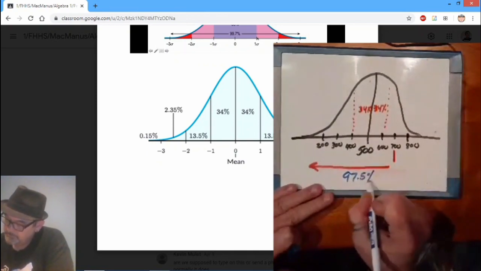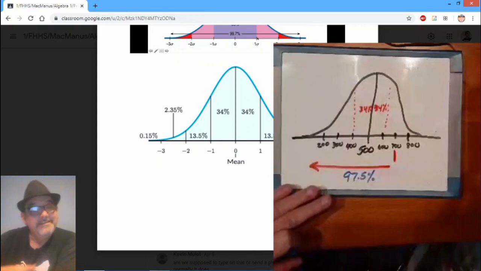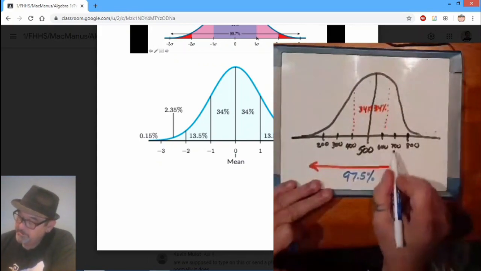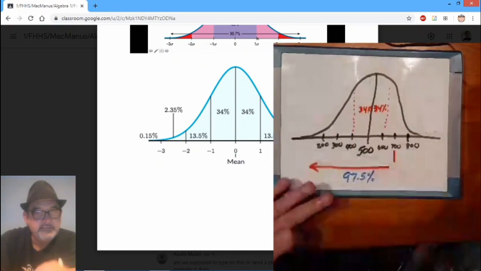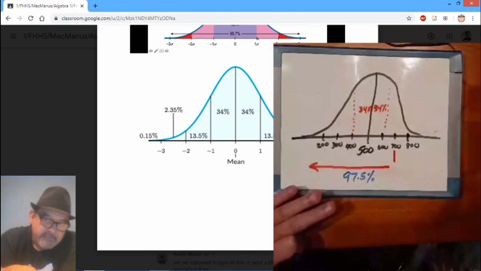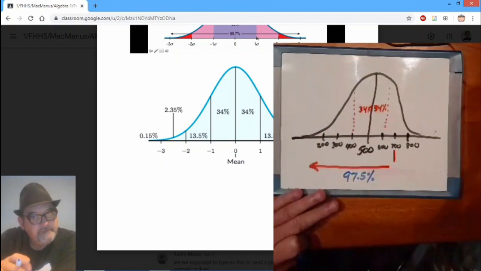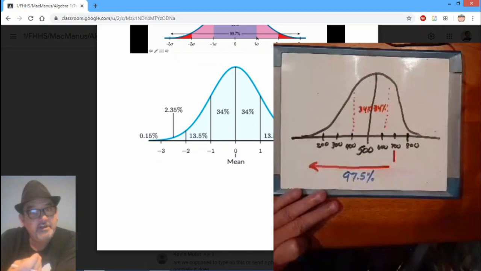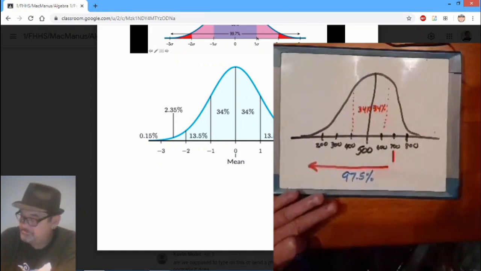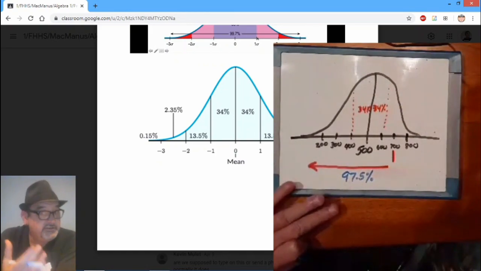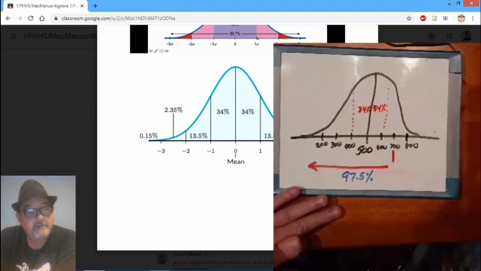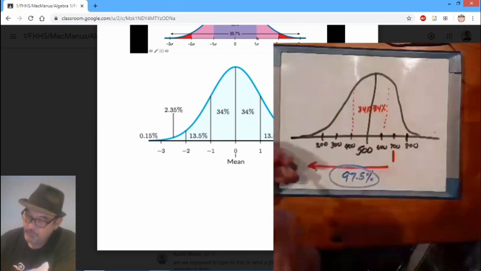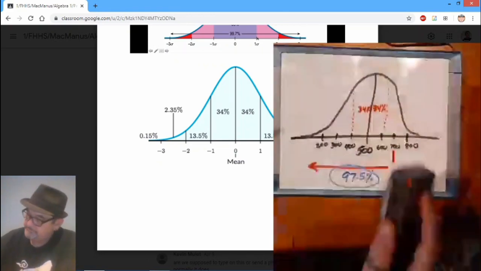So 97.5% are below 700. The other way you could answer this question is you could say, okay, well, how many are above 700? In this case, if I look at my cheat sheet, I only have to add 2 together, 2.35 and 0.15. Those are the 2 that are above 700. Well, that's 2.5%. I could then just subtract 2.5% from 100%, and that would also give me 97.5. So either way, you could have answered that question that way.